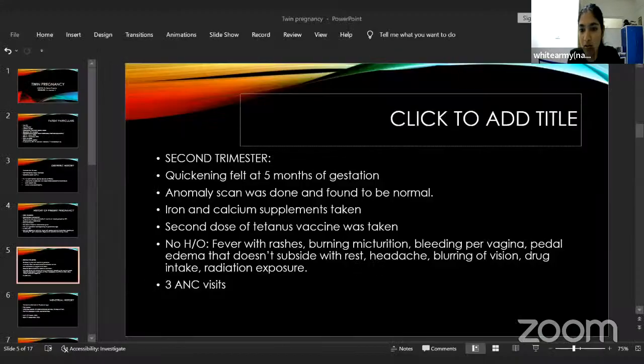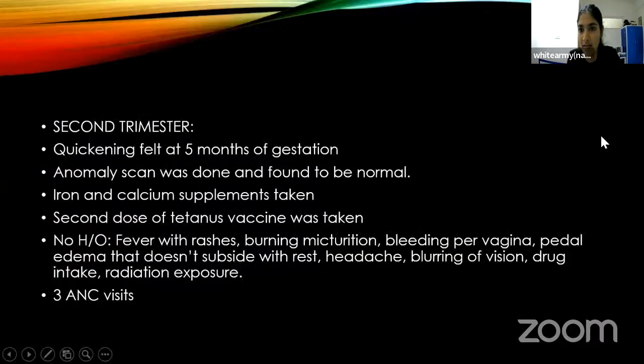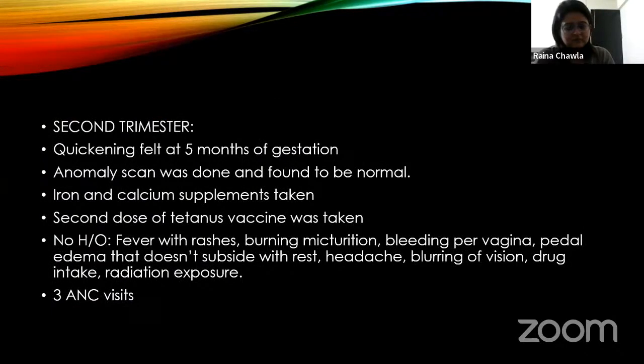Okay, continue with your presentation. Yes, ma'am. Ma'am, also during the puerperium, we have to warn her about infections and hemorrhage. Right. And also subinvolution. Right.